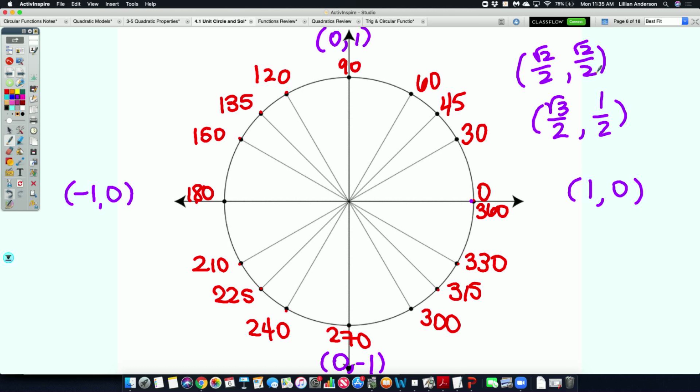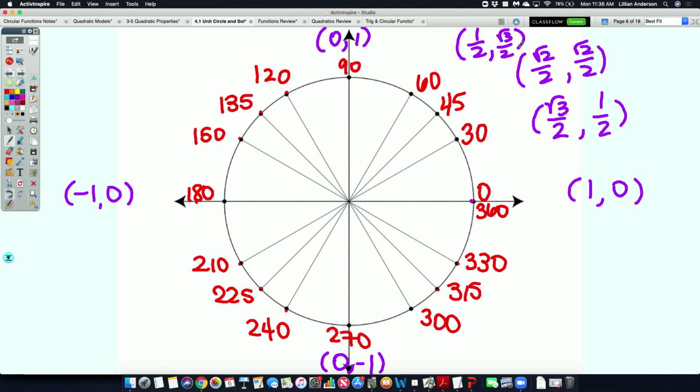And the last one for the first quadrant, again, what's the order? Cosine, then sine. What's the cosine of 60 degrees? 1/2. And what's the sine? √3 over 2. And you have your first quadrant's ordered pairs.